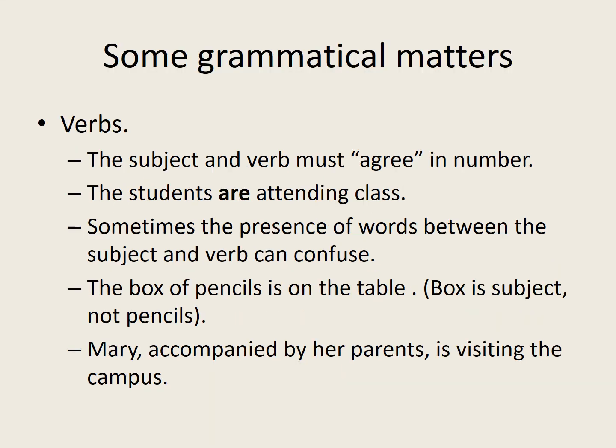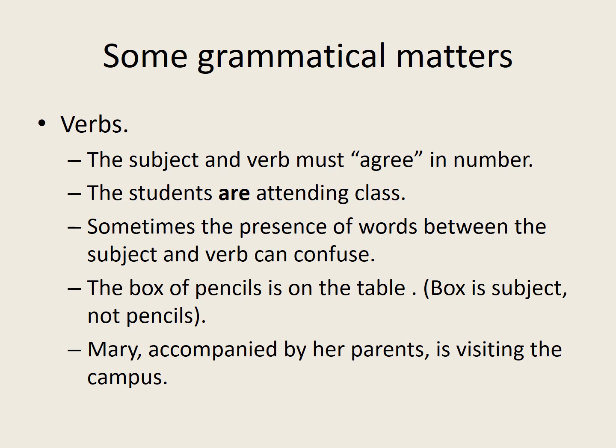A few grammatical matters. We've talked now about the sentence structure, and this is just some basic grammatical things. Verbs, they need to agree in number, and sometimes the presence of words between the subject and verb can confuse you. The box of pencils is on the table. Now, a lot of times people would say the box of pencils are on the table because they're thinking that pencils are on the table, but that is incorrect because the subject is box and not pencils. So it's box is, not pencils is. Pencils are.